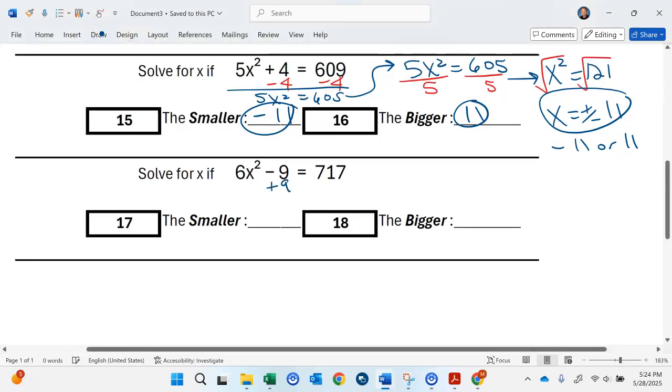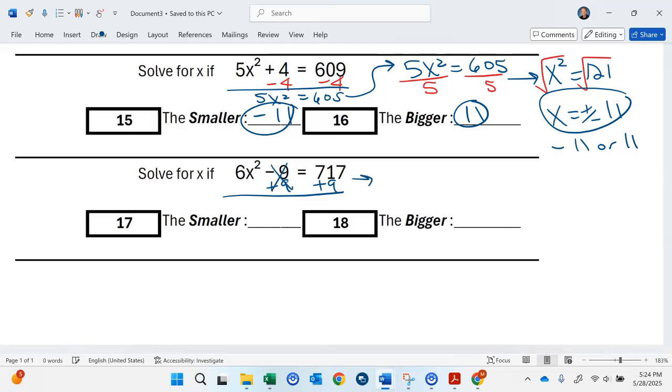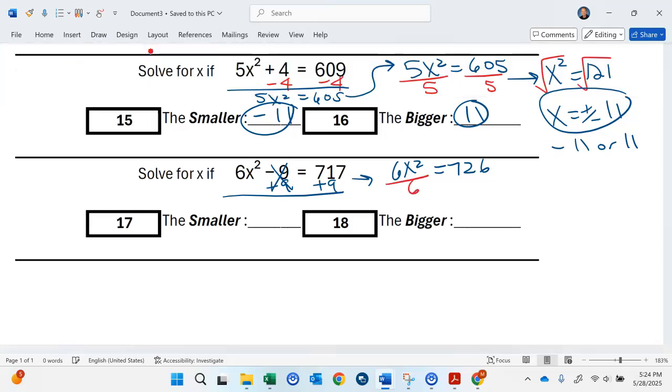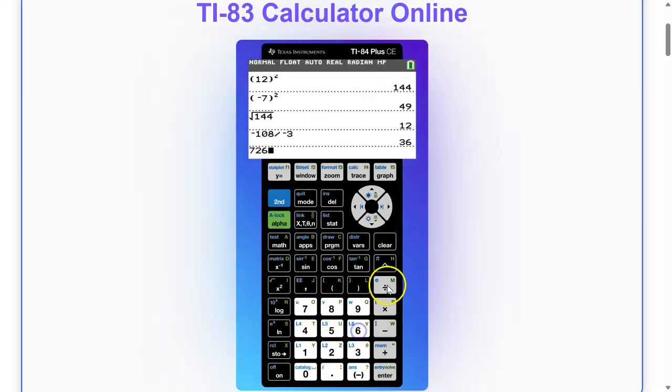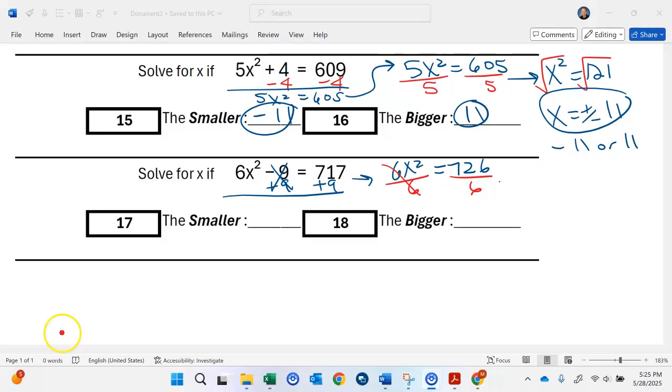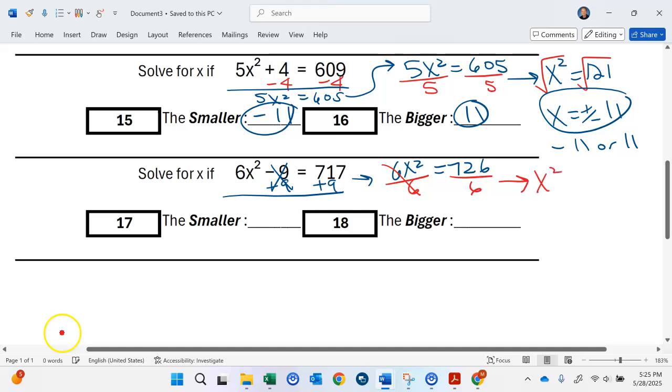Okay, plus 9, plus 9. So this cancels. We have 6x squared equals 726. Now we're going to divide both sides by 6 to remove that. That's 100. Let's see. So that's 121. Okay, so that means this x squared equals 121.